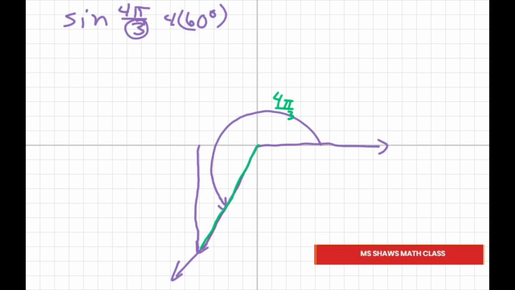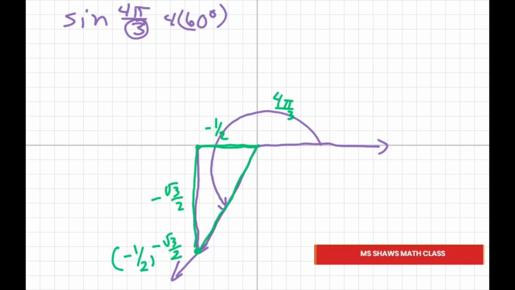What we want to do is just draw up here. I know the longer side is going to be square root of 3 over 2, and since it's in quadrant 3, it's negative. The shorter side is negative 1/2. So my point is negative 1/2, comma, negative square root of 3 over 2.